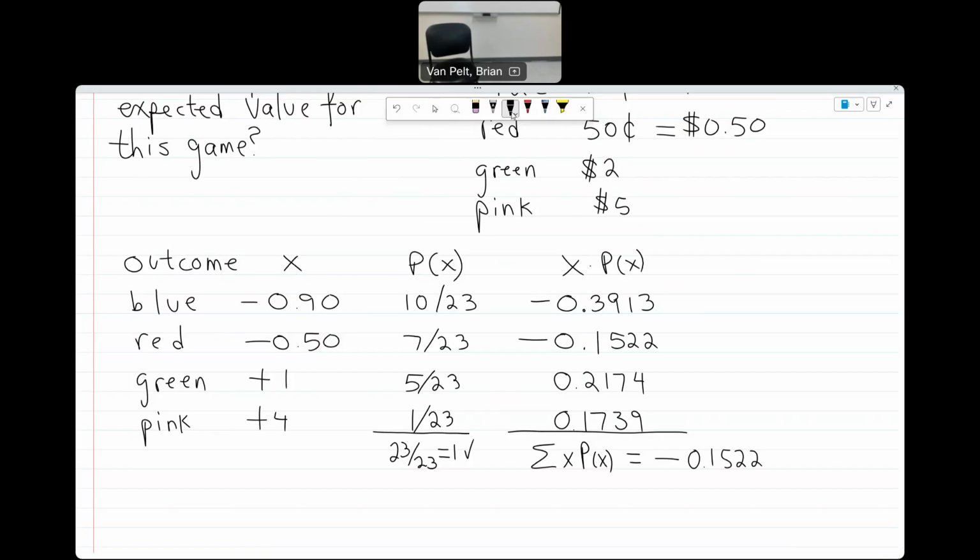So what is this? 15.22 cents. Look, it doesn't have to make sense. This is just an average. Nobody's getting paid out 15.22 cents. Over time, it averages that amount. But it is negative. That's the important thing, that you're going to be on average losing, and so the game is appropriately designed.